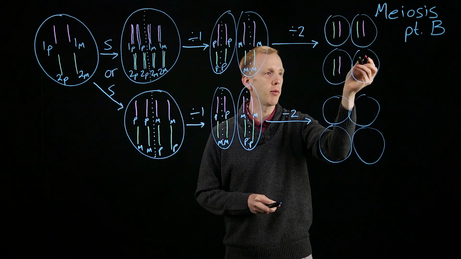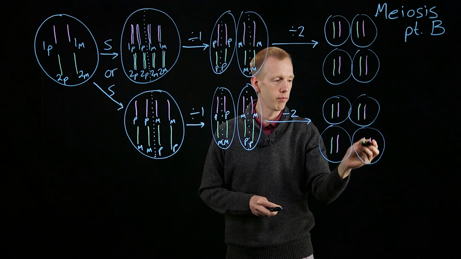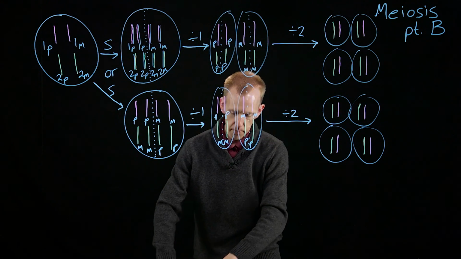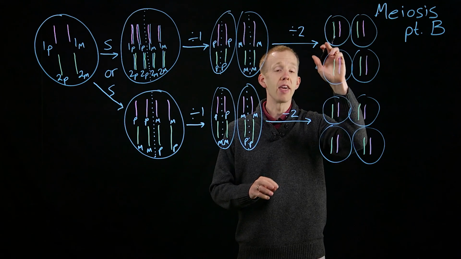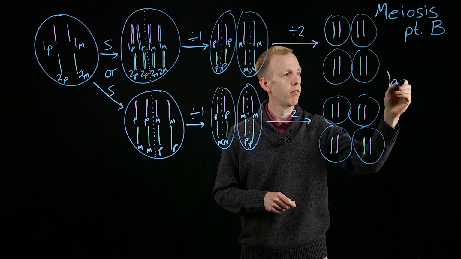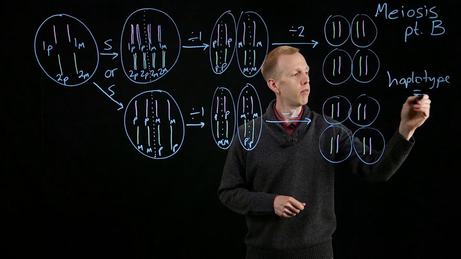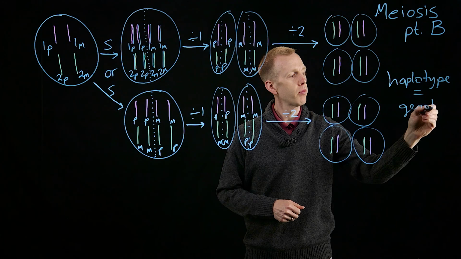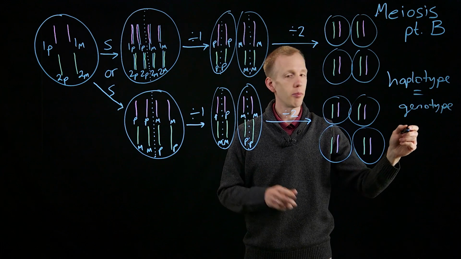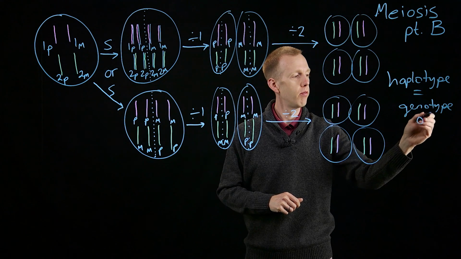So each gamete will receive one copy of each of the two chromosomes, but the haplotypes, the genotypes of the haploid gametes, are going to differ depending on how these tetrads were arranged before meiosis I.